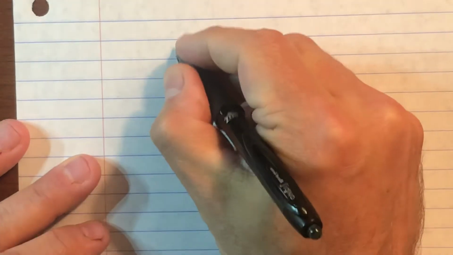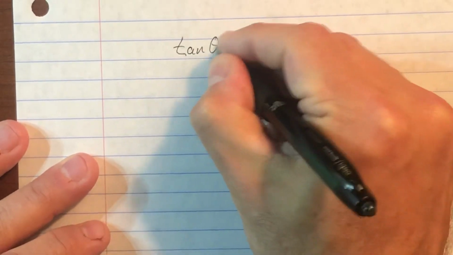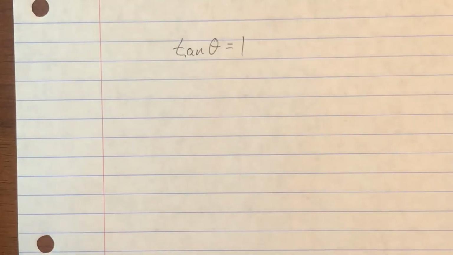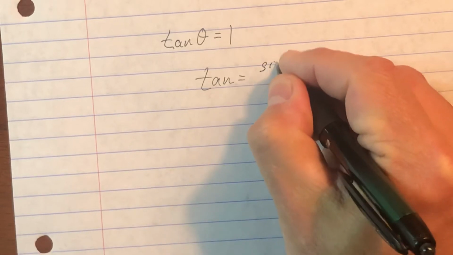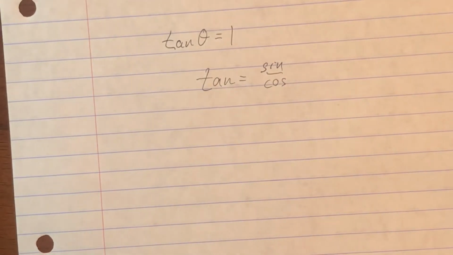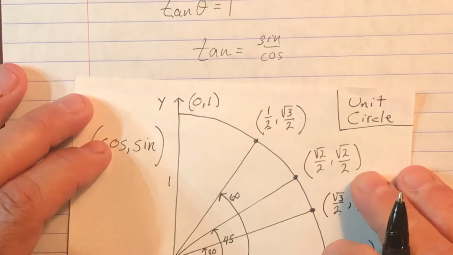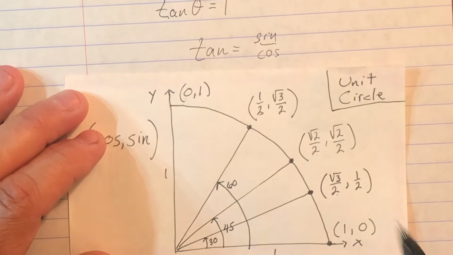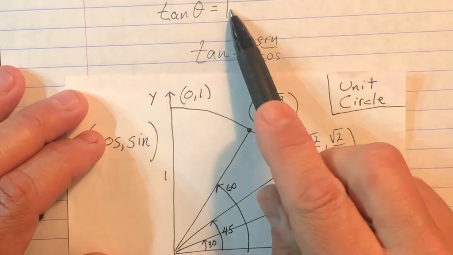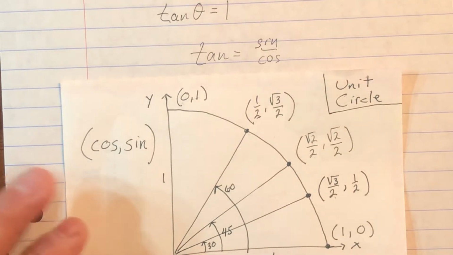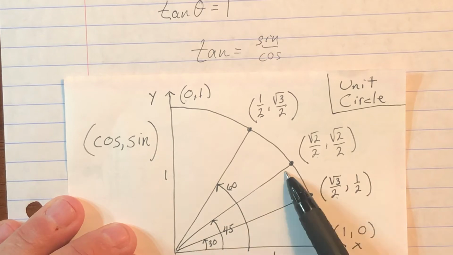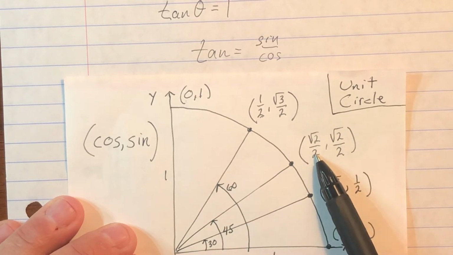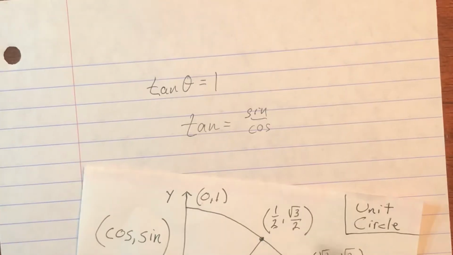If the tangent of theta is equal to 1, which of the angles works? You know that tangent is really equal to the sine divided by the cosine. Which of these, when you take the sine divided by the cosine, will give you 1? Well, that means that the sine and the cosine have to be the same thing. So which of these will do that? Well, it looks like at 45 degrees, the sine and the cosine are the same. So it would be 45 degrees.